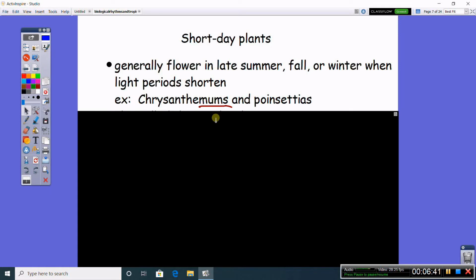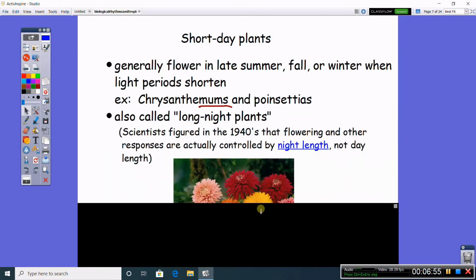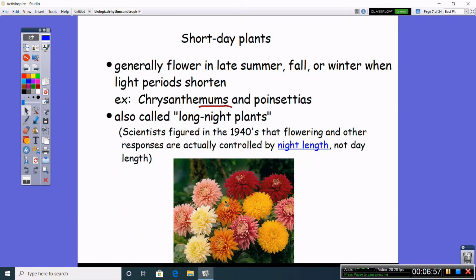A classic example of a plant that does this is a chrysanthemum, which you probably just call a mum. You'll see it on the bottom of this slide, and then poinsettias. So there's a mum right there. These are mums. You usually plant those in the fall. So short day plants are also called long night plants.